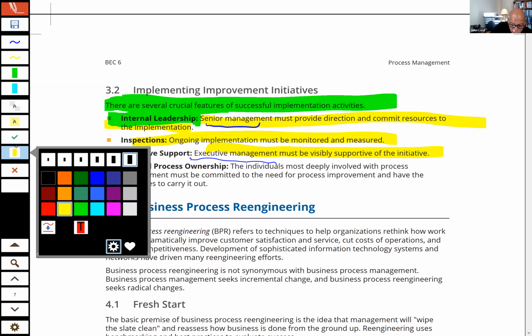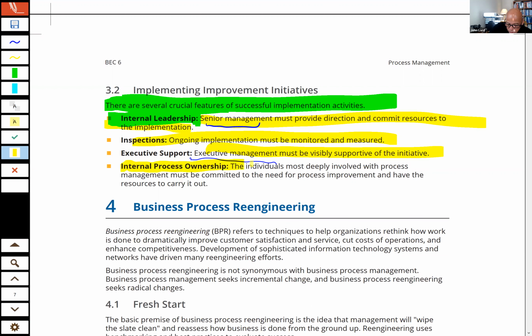And then internal process ownership. Individuals most deeply involved with the process management must be committed to the need of process improvement and have the resources to carry it out. So you want to do these things, obviously you need what? You need leadership, you need support at the highest levels of the organization, and then you need to provide the resources to actually implement these changes.